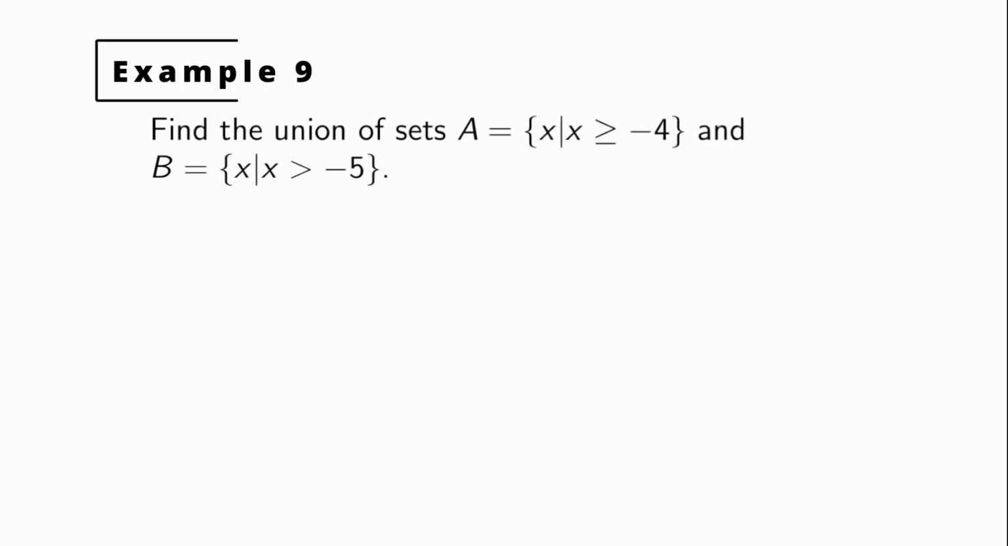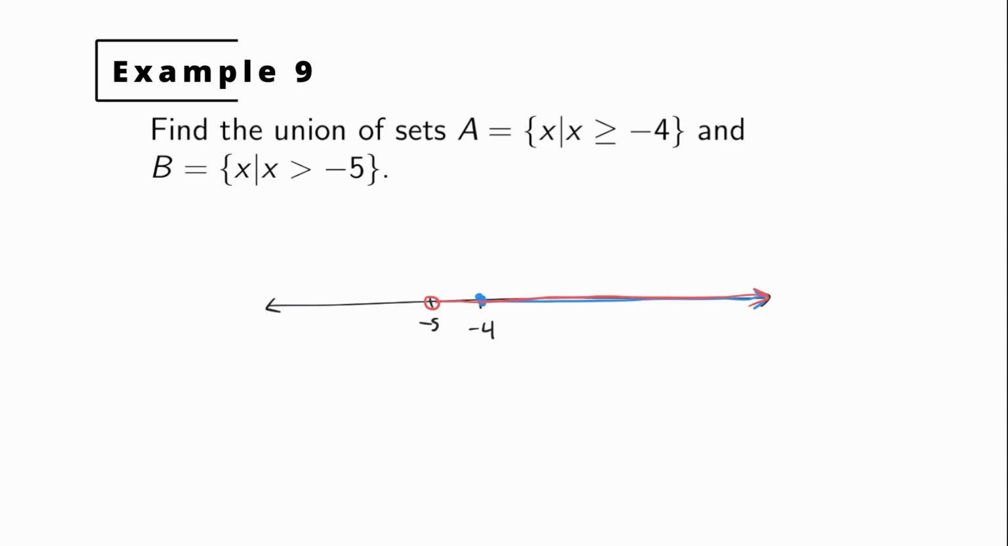Okay, last example. Let's find the union of sets A, x such that x is greater than or equal to -4, and B, x such that x is greater than -5. All right, so first we'll do A, x is greater than or equal to -4. So that's everything to the right of -4, including -4. B is x is larger than -5. So not including -5. So it's everything to the right of -5.